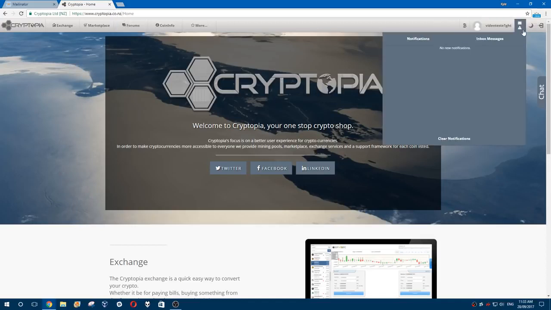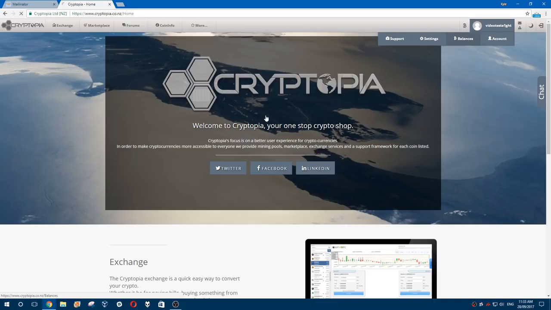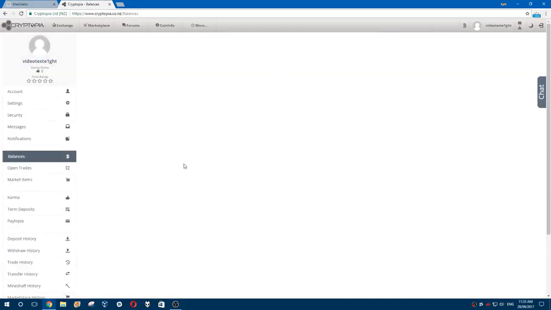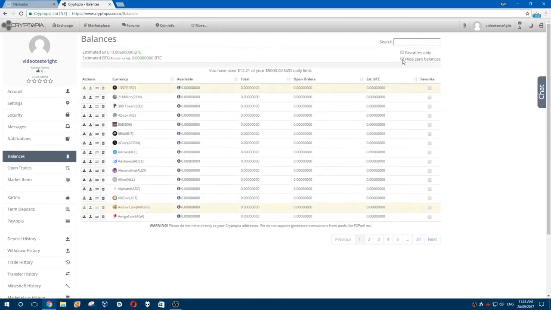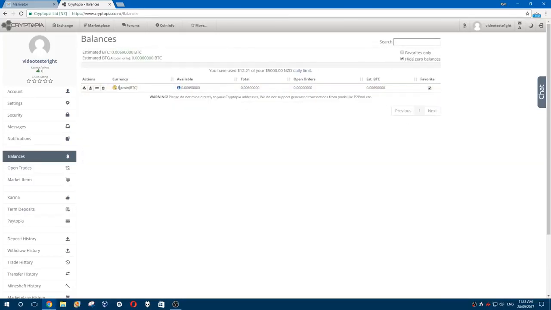Once you've made an account, you can see this is just a test account. You can go to balances, and once it loads, you can hide zero balances to see which balances you have. So right now I've got 0.0069 bitcoins. In the previous tutorials I showed you how to deposit and withdraw, and also create an account and add to favorites. You can even show your favorites only, which is pretty helpful.